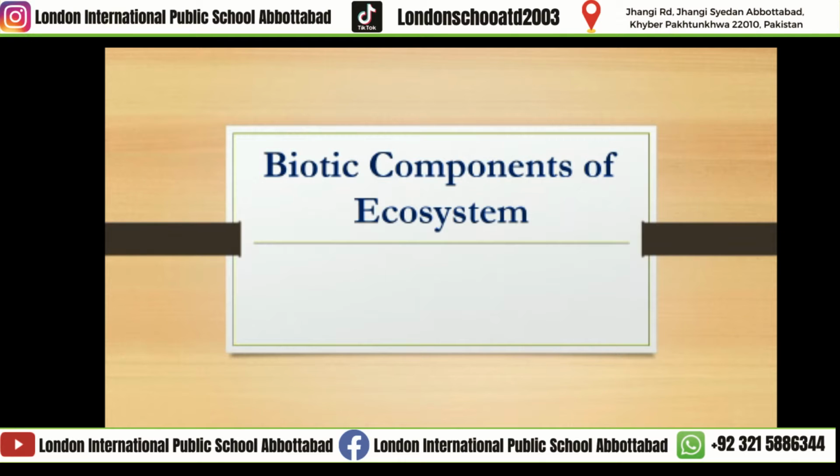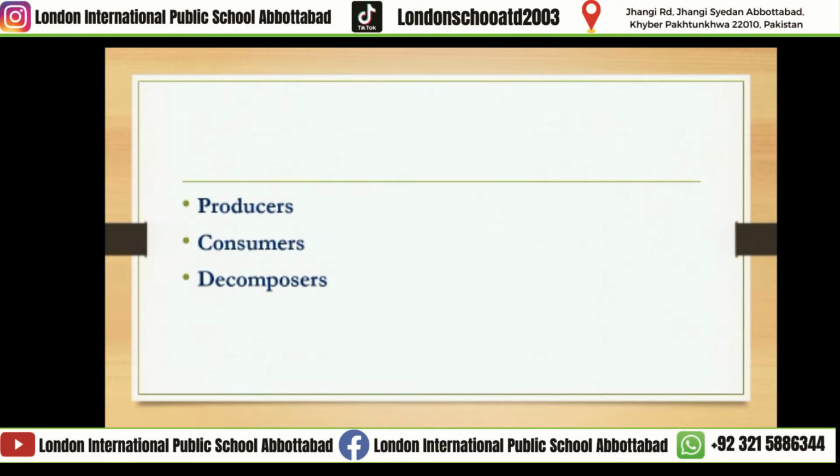So today I'm gonna teach you about biotic components of ecosystem. So what is meant by biotic? Biotic means living. So all the living components are biotic components of ecosystem. So there are three biotic components: producers, consumers, and decomposers.